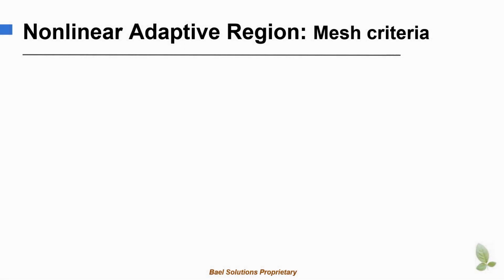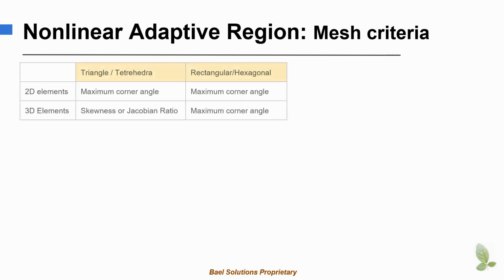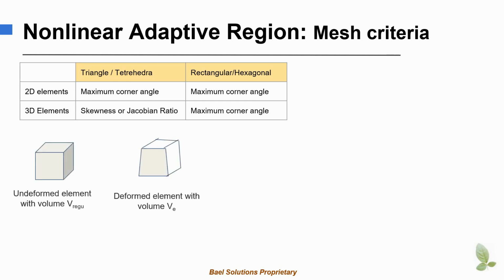In the last video, we saw how to specify the appropriate mesh distortion criteria and limits. This slide briefly explains the distortion measures: skewness, maximum corner angle, and the Jacobian ratio. The first pair of figures explain the skewness of a box.